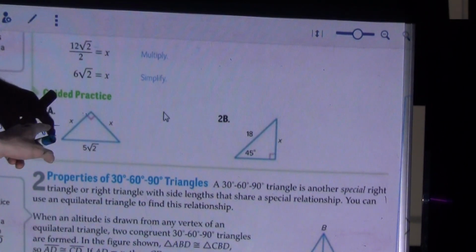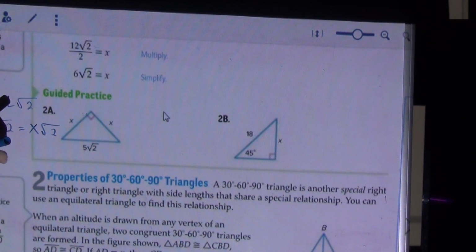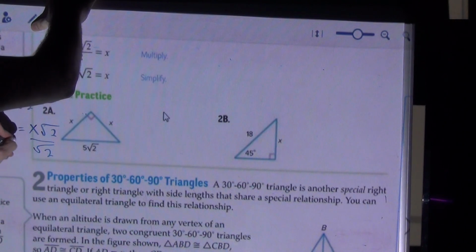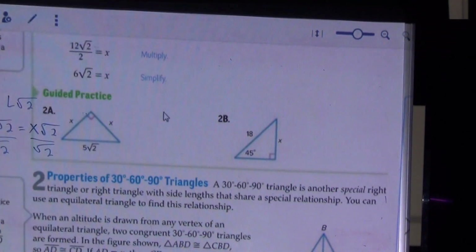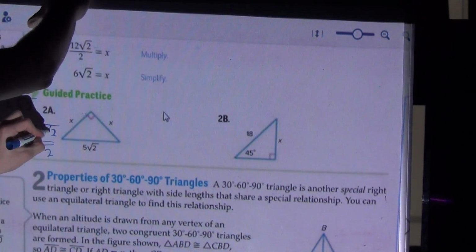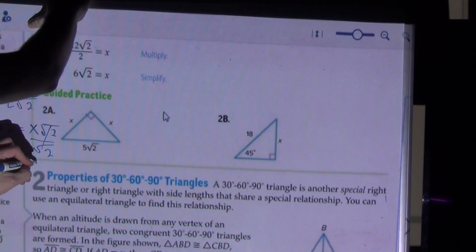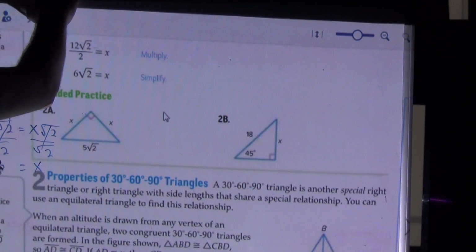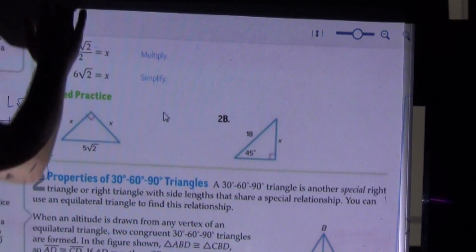So the measure of the leg times the square root of 2 is equal to 5 times the square root of 2. To get x by itself, I'm going to divide by square root of 2. This one's going to be really easy. When I do that, the square root of 2 cancels, and I'm just left with x. And here, the square root of 2's also cancel, so I'm left with 5. So x is equal to 5.